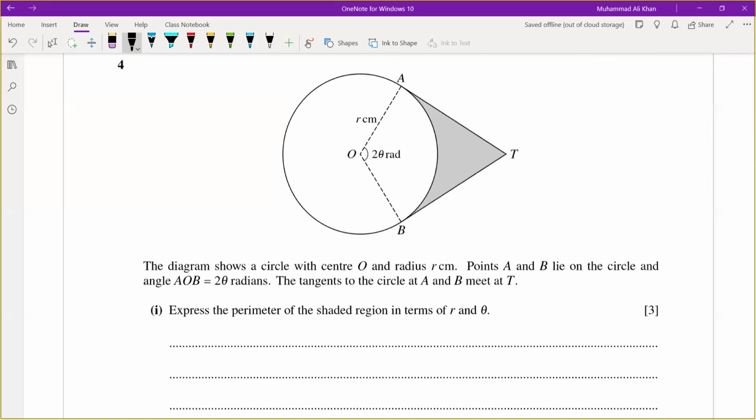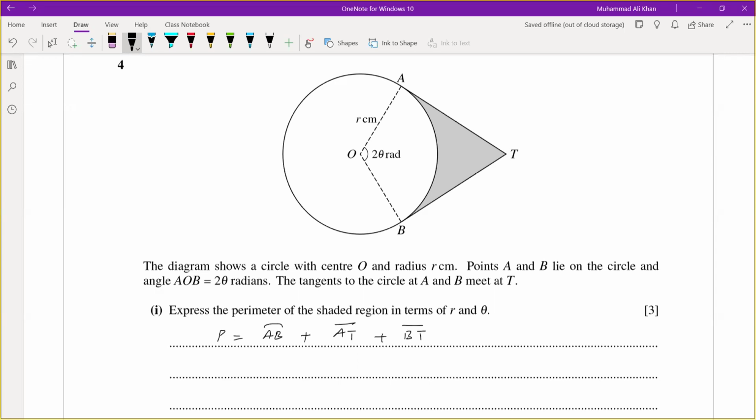Next question, question number 4, is a question of circular measures. Express the perimeter of the shaded region in terms of r and theta. So first, we must know what the perimeter is. The perimeter is AB, arc length, plus AT, straight line, plus BT, another straight line.